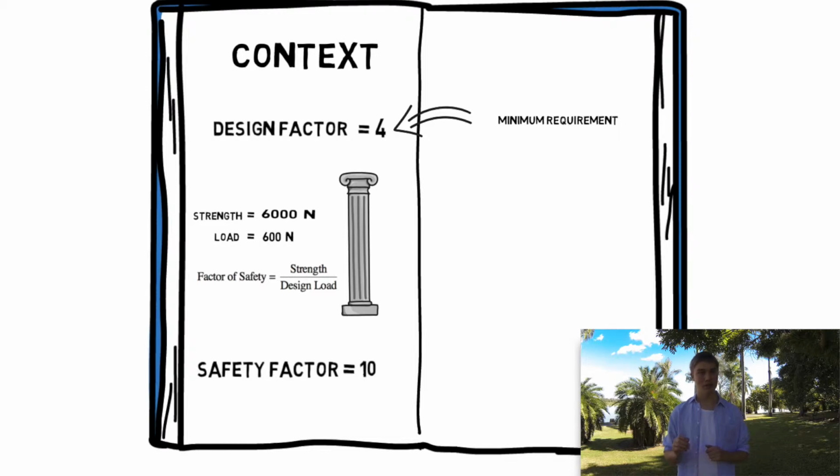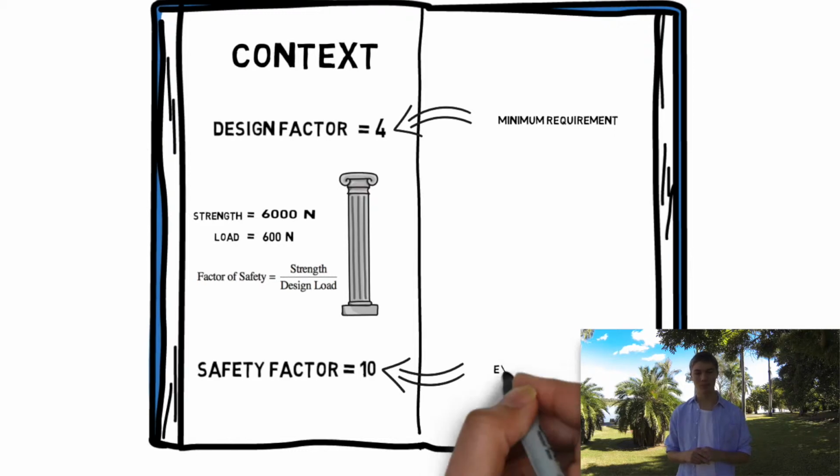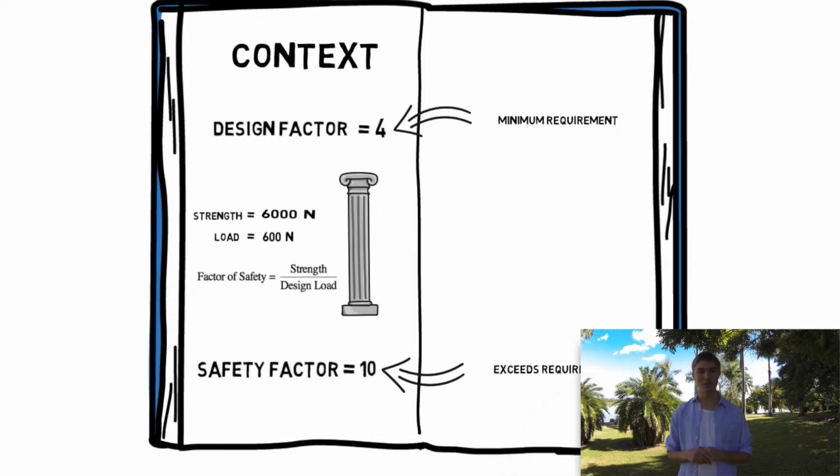Despite this, the design factor of safety in that column is still 4. This is because the design factor is just the requirement that needs to be satisfied by the engineer who is designing the column. And the column in this situation just happens to exceed the requirement with the safety factor of 10.